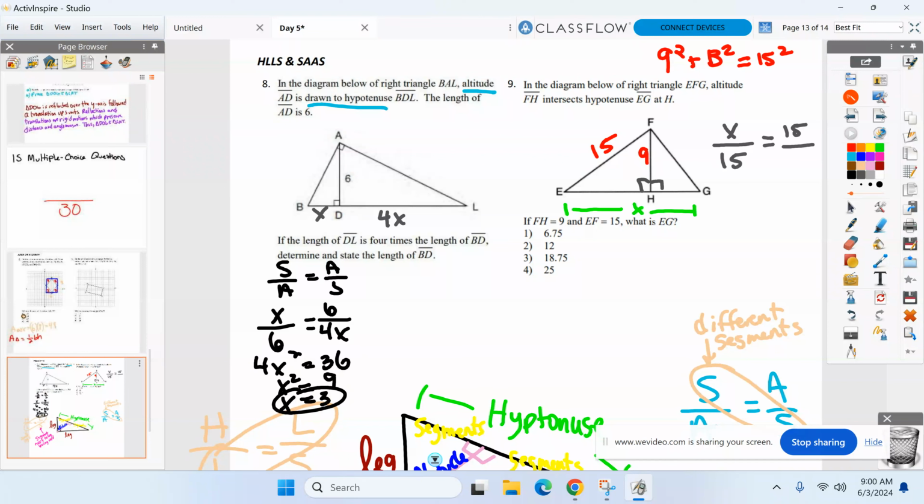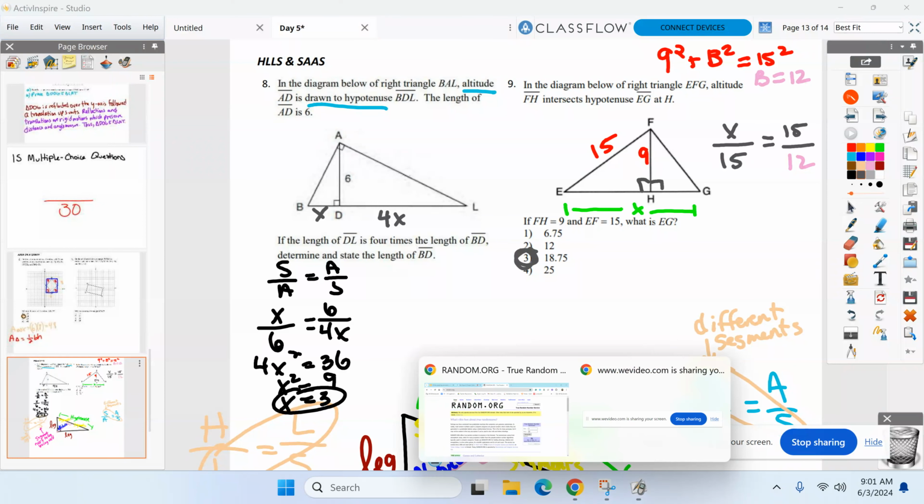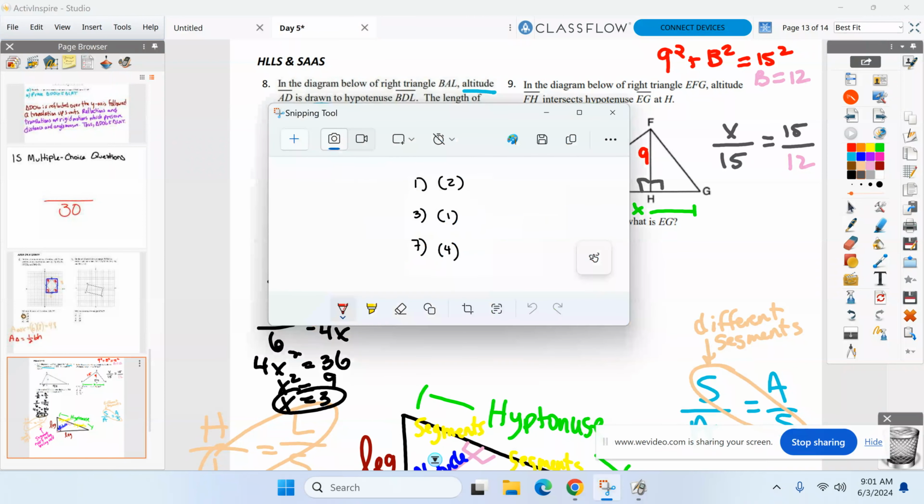Everyone getting 12 out? Leg equals 12. And then cross multiply. And we should end up with 18.75, I believe. Okay, 18.75.